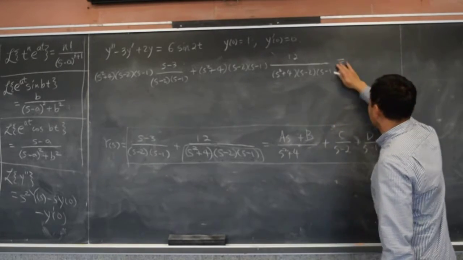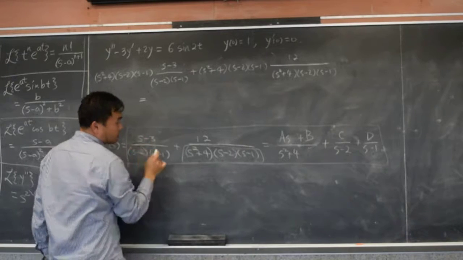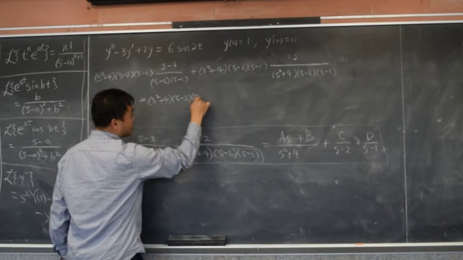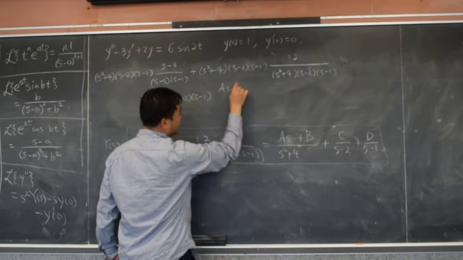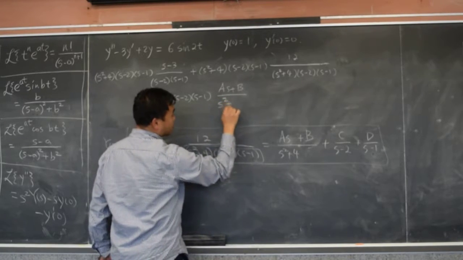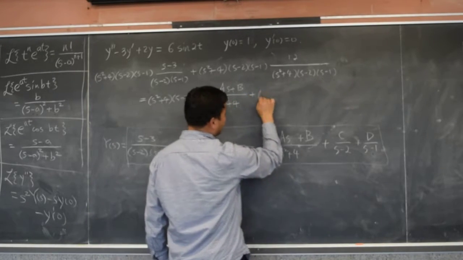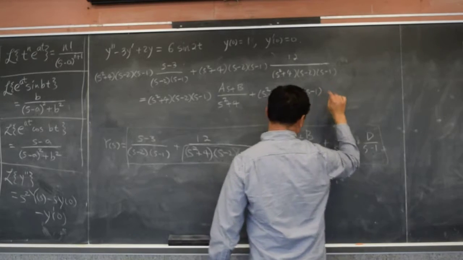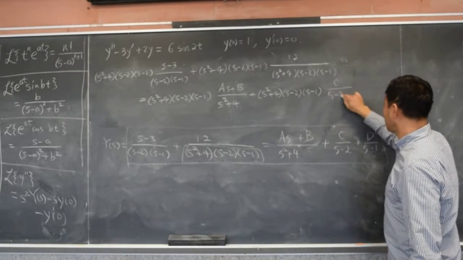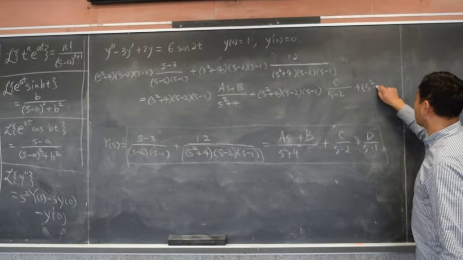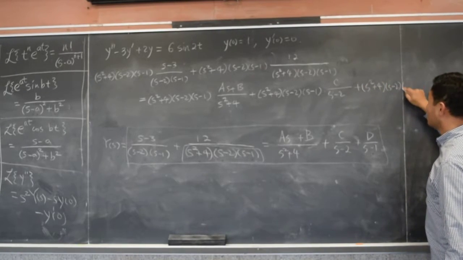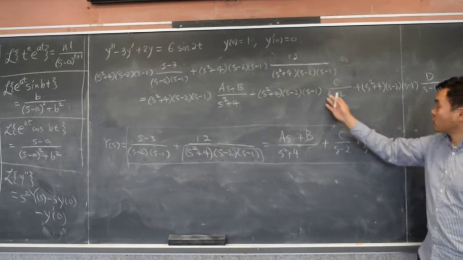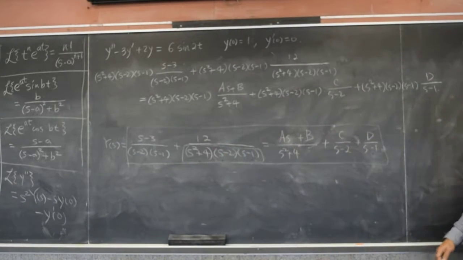And on the right side, I'm going to put the right side down here. It will be s squared plus 4, s minus 2, s minus 1 times as plus b over s squared plus 4, plus s squared plus 4, s minus 2, s minus 1 times c over s minus 2, plus s squared plus 4, s minus 2, s minus 1 times d over s minus 1. So I just multiply this thing to all the terms that you see in the equation.